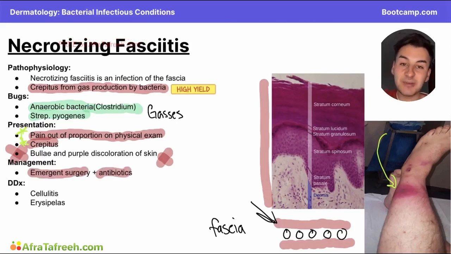You're going to have broad spectrum antibiotics here, likely vancomycin, piperacillin-tazobactam, and surgical debridement in order to get source control from this fascial infection. Our differential, like we talked about, is going to be cellulitis and erysipelas. However, it's going to be differentiated by crepitus and pain out of proportion on exam.